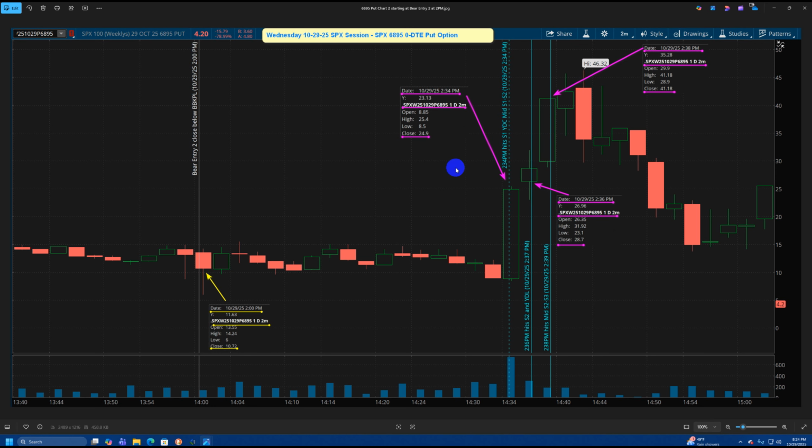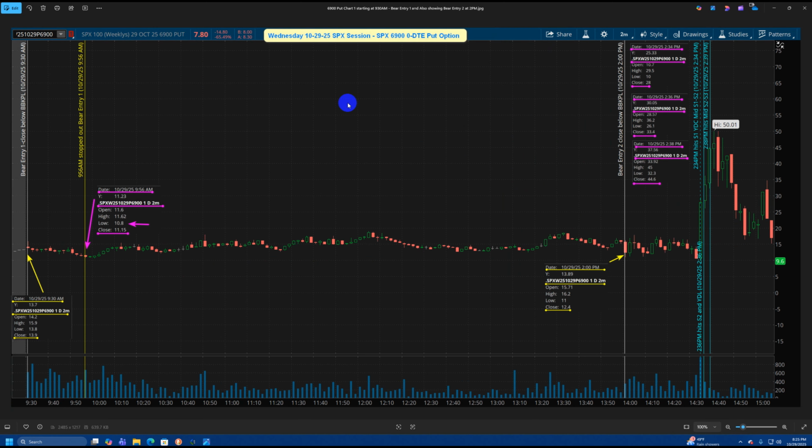Now we'll take a look at the 6900s. Alright, here's the 6900 put. Here's the 9:30 entry number 1 on the close below the bull bear KPL, $13.90. Here's the stop out. Again, I've highlighted the close here, but we're just going to go with the lowest worst case scenario, $10.80. Here is the 2 p.m. FOMC candle here, which did close under the bull bear KPL, $12.40. And here are those other candles here.